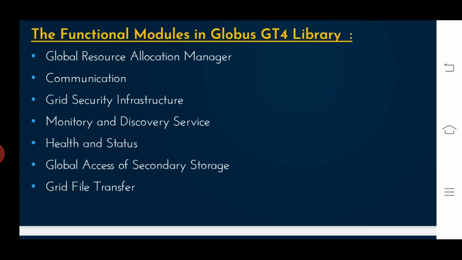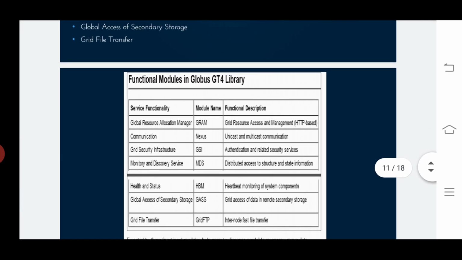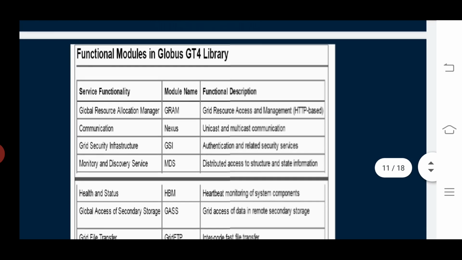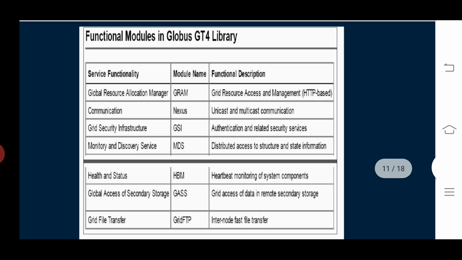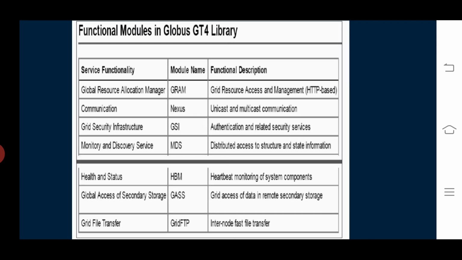Okay, grid file transfer. We can see here the functional modules in the Globus GT4 library. What are the functional modules in the Globus GT4 library? We can discuss the functional description now. What is the module name? First one, the service functionality is Global Resource Allocation Manager. The module name is nothing but GRAM.